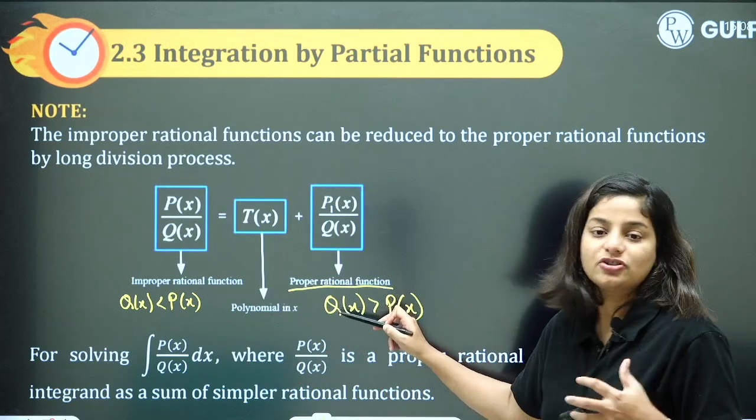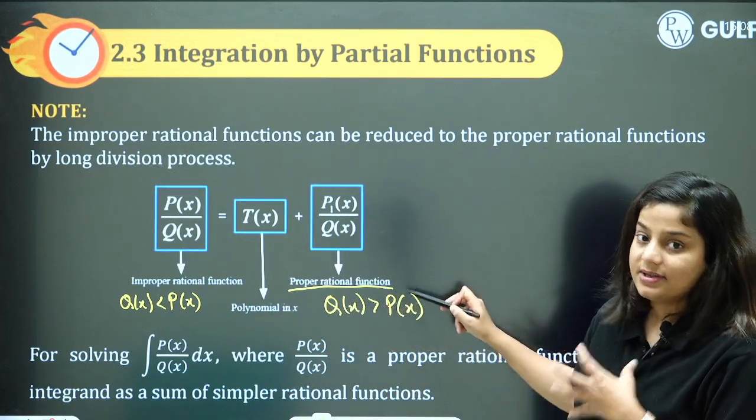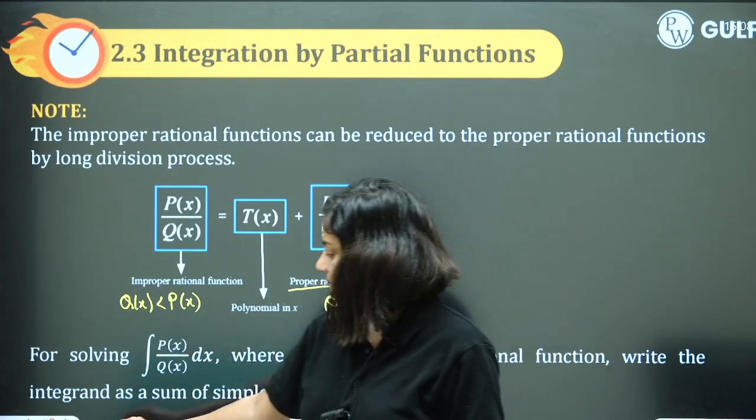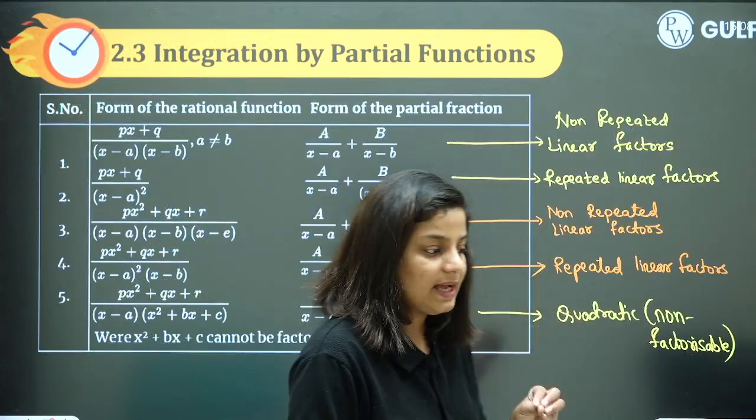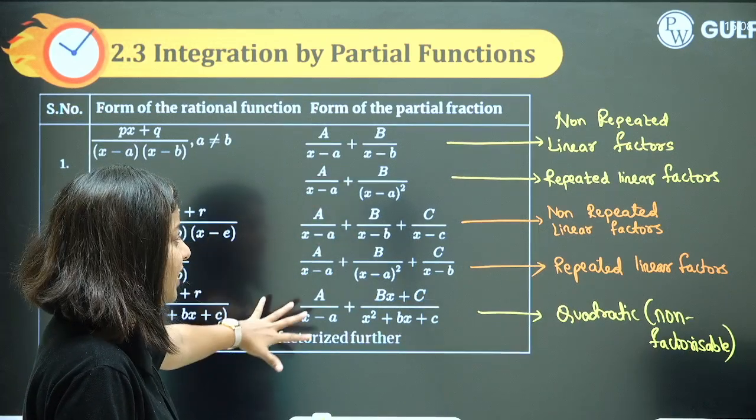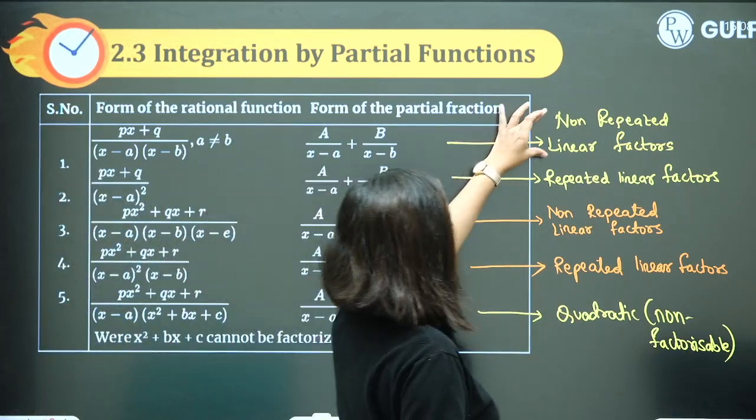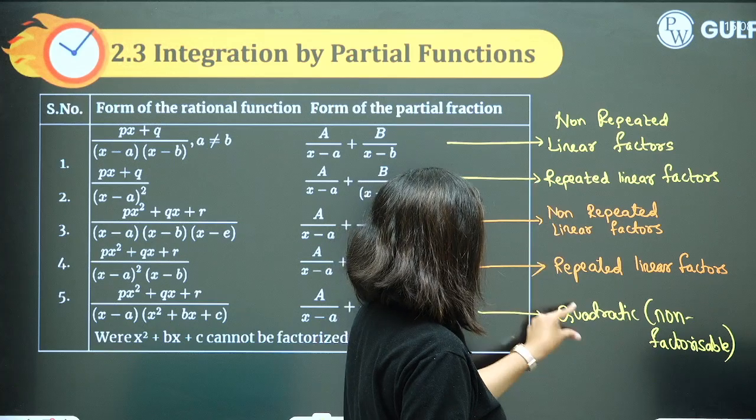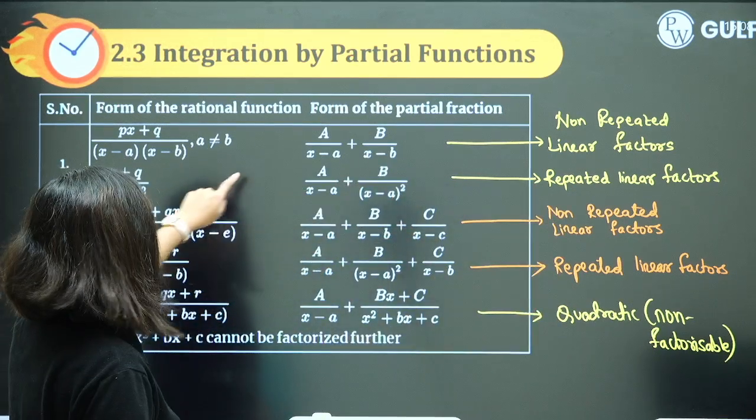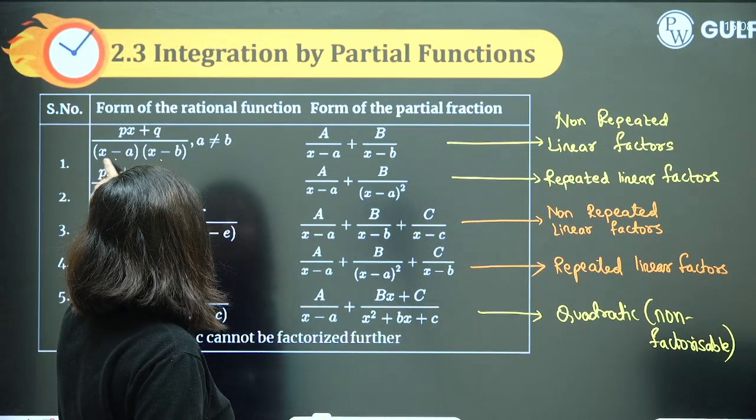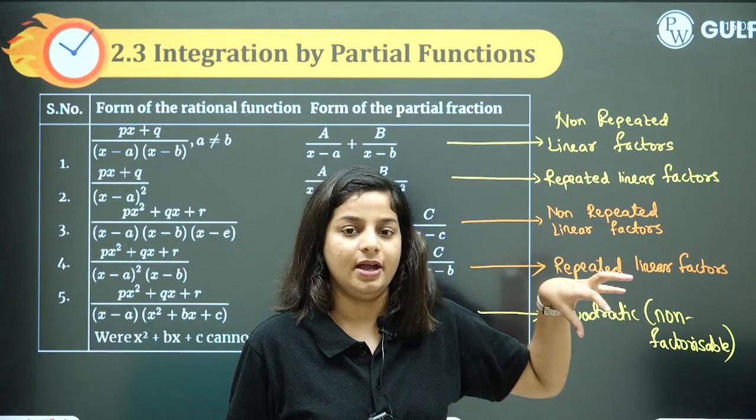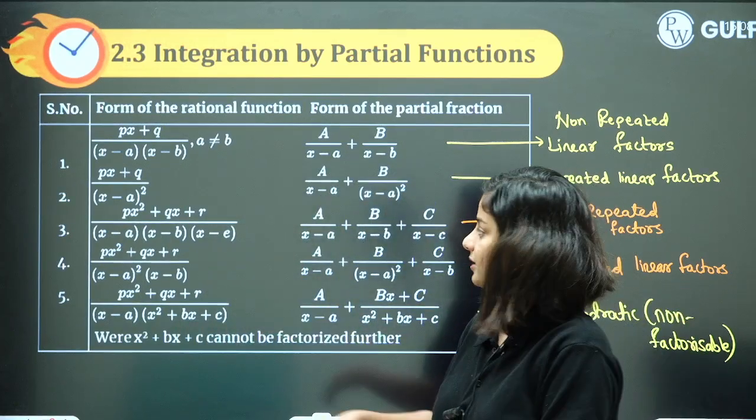A proper rational fraction is when the degree of the denominator is greater than the degree of the numerator. Improper means the opposite. In case of proper fractions, they will be decomposed like this. There are 5 types. I have written the name of all. First type is when you have non-repeated linear factors. See, the linear factors are non-repeated, so you simply decompose A upon the first factor, B upon the second factor.